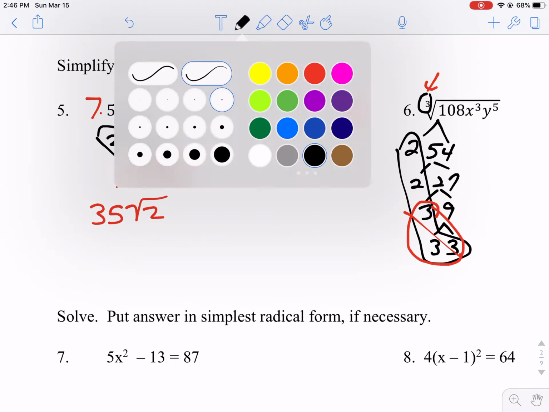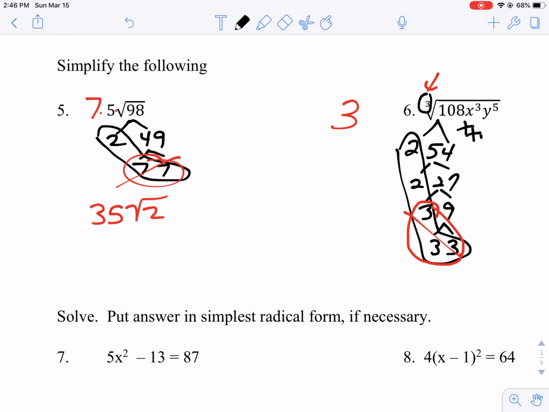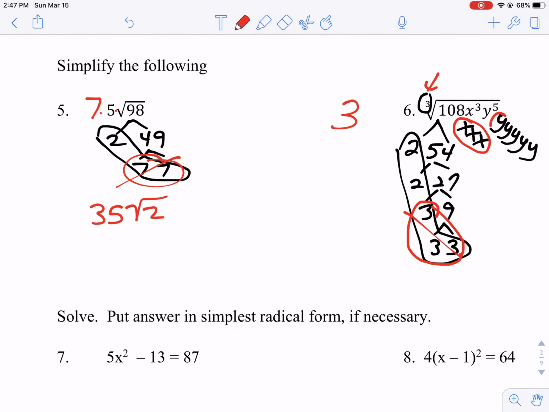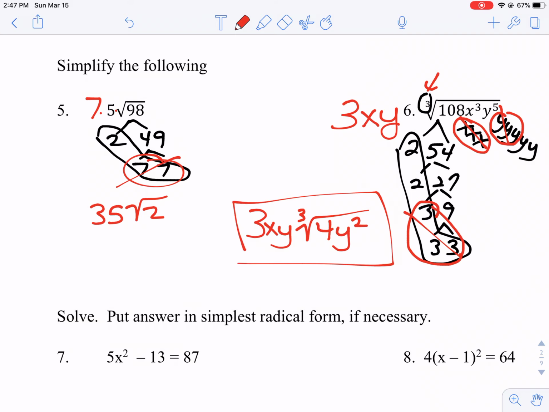Now, as far as the x's and the y's, I've got 3 x's being multiplied. I've got 5 y's being multiplied. So I'm going to make groups of 3. And here's a group of 3. So I have an x coming out. I have a y coming out. So I have a 3xy on the outside. Don't forget to put your little 3 back for the cube root. I still have 2 2's in my hockey stick that I didn't cross off, so they multiply back together to get 4. The x's are all gone, but I got a couple y's sitting over there that didn't get crossed off, so I have a y squared inside my radical.